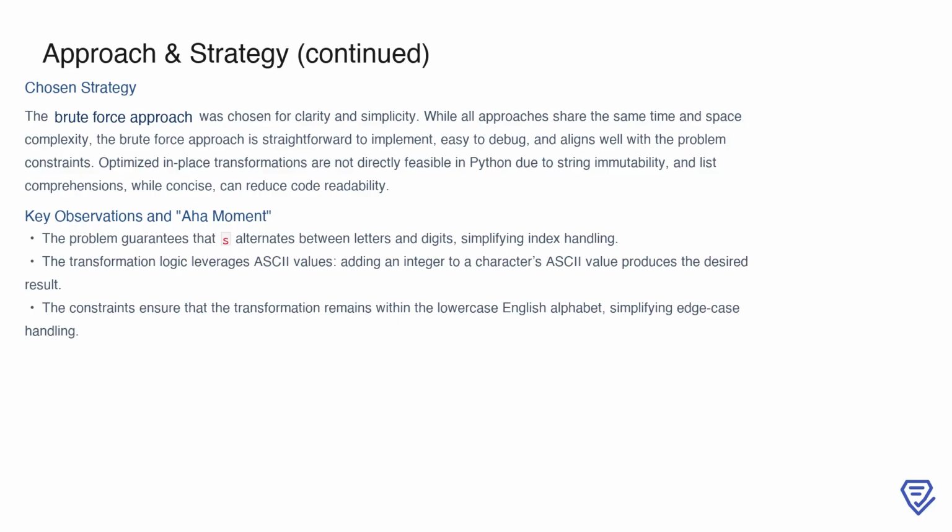Despite all the methods sharing the same time and space complexity, the brute force strategy stands out for being intuitive, easy to implement, and well aligned with the problem's constraints. Optimized in-place transformations, while useful in languages with mutable strings, do not offer any real advantage in Python due to its immutable string properties. Similarly, while list comprehensions allow for a more compact implementation, they can compromise code readability, especially for those new to the problem.